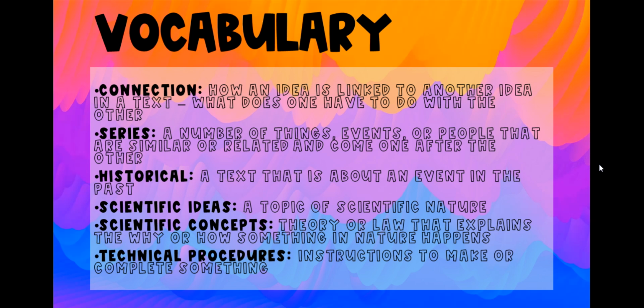Some of our vocabulary that we're going to be using today: connection. Connection is how an idea is linked to another idea in a text. What does one have to do with the other? A series: a number of things, events, or people that are similar or related and come one after the other. Scientific ideas are topics of scientific nature, and scientific concepts are theories or laws that explain the way, the why, or the how something in nature happens.